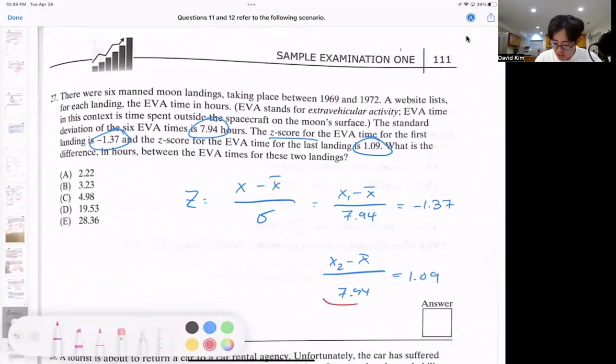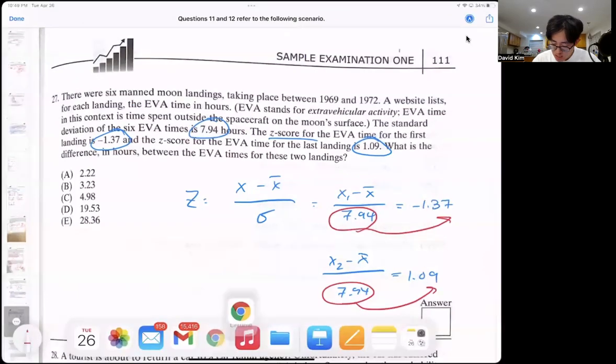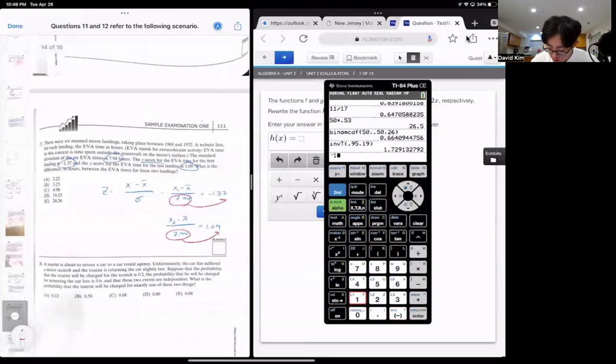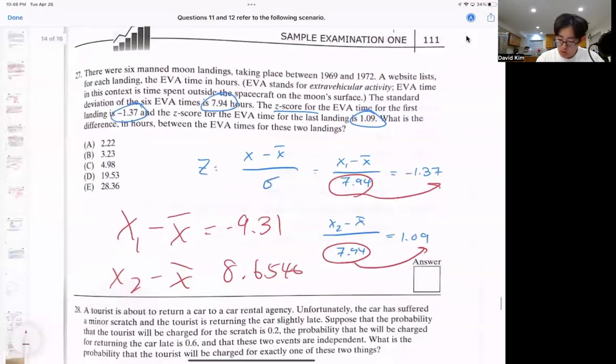Let's do some simple math and move this to the other side by multiplying those 2 values there. So what that means is negative 1.37 times 7.94. So the first data point subtracted from the mean, that differs by about negative 9.31. And 1.09 times 7.94, that's about 8.6546, x2 minus x bar. Now, they're asking you to find out what is the difference in hours of these two.